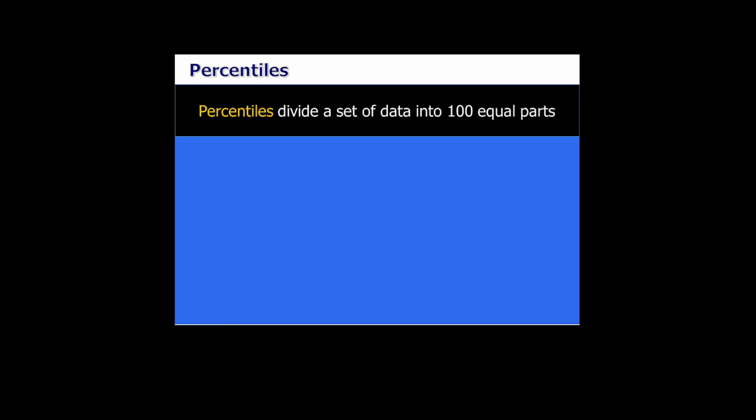Percentiles are values that divide a set of data into 100 equal parts. For any data set, there are 99 possible percentile values, which are denoted by P sub 1, P sub 2, P sub 3, etc., through P sub 99. P sub 1 is called the first percentile, P sub 2 is called the second percentile, and so on.